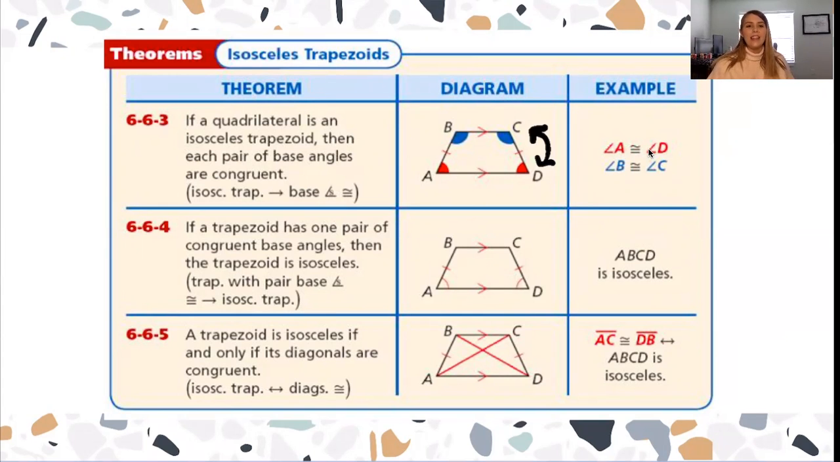Down here it says that if a trapezoid has one pair of congruent base angles, then it's isosceles. So you know that already. Sorry, let me put this in visually. If you know that two of the base angles are congruent, then you know it's isosceles. And then the diagonals of an isosceles trapezoid are always congruent. These theorems will always be true for the isosceles trapezoid.